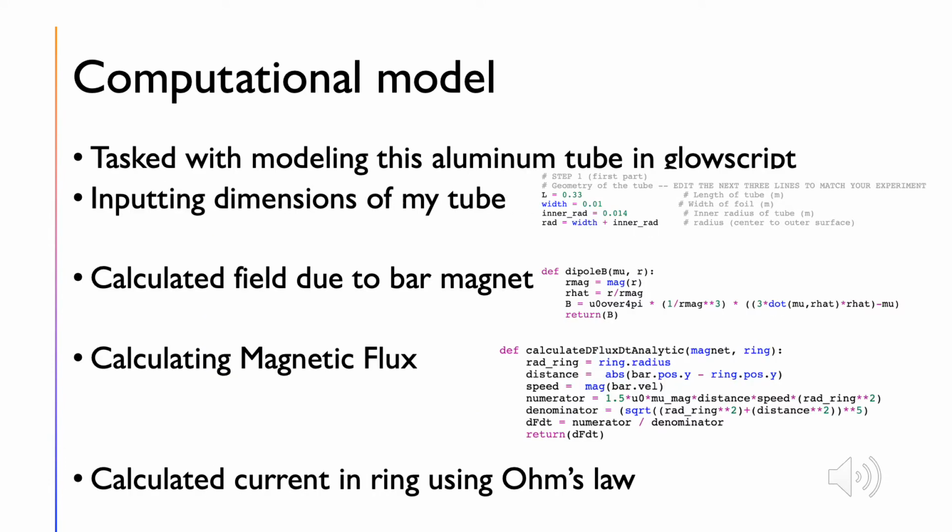To model this computationally, we first inputted the dimensions of the tube that I used to make the results of our computational model specific to my tube. Then we calculated the field due to the bar magnet, and then with that information calculated the magnetic flux. Using this flux, we calculated the current in the ring using Ohm's law of V equals IR.